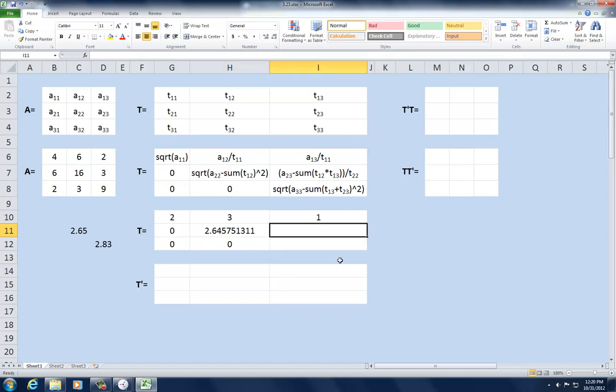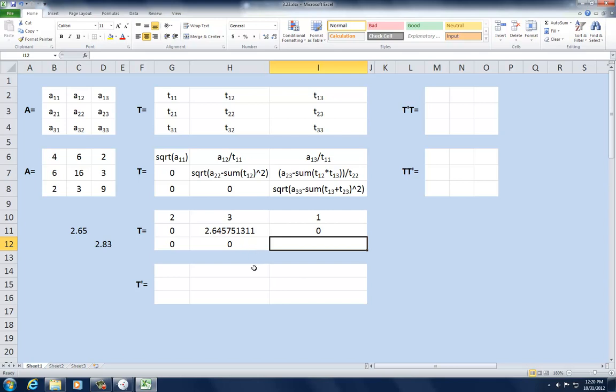Now for T sub 2,3, as I indicated up here, it's going to be A 2,3, which is 3, minus a summation of T sub 1,2, which is 3, times T sub 1,3, which is 1. And I'm just following the formula that I have above this, divided by T sub 2,2, which is the square root of 7. And we get 0.